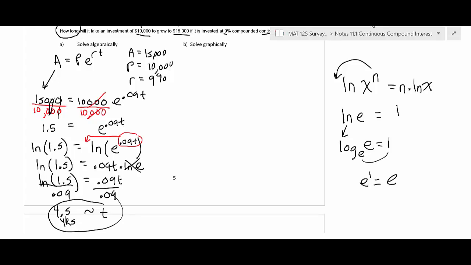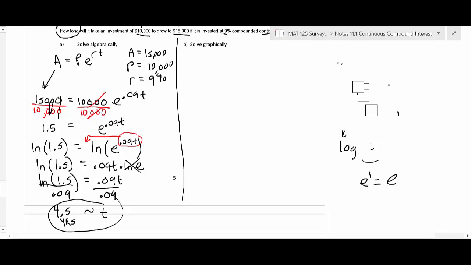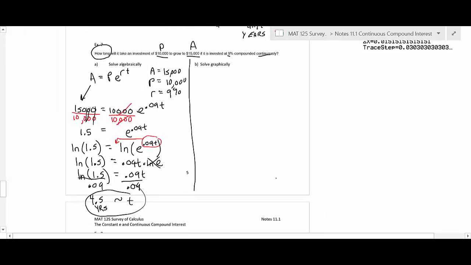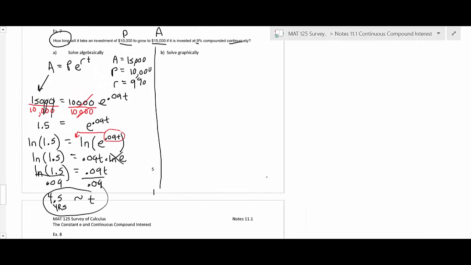Okay, so we're going to do this graphically. In this section, you can actually do these problems graphically, but I want you to know how to do this both ways. So the next thing I'm going to do is repeat this problem, but then do it graphically. We're still using this same formula, A is equal to Pe to the rt.